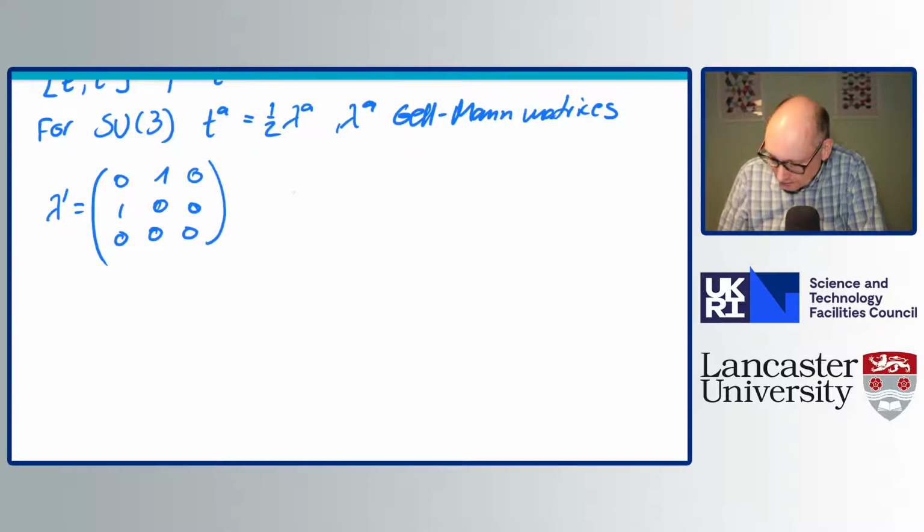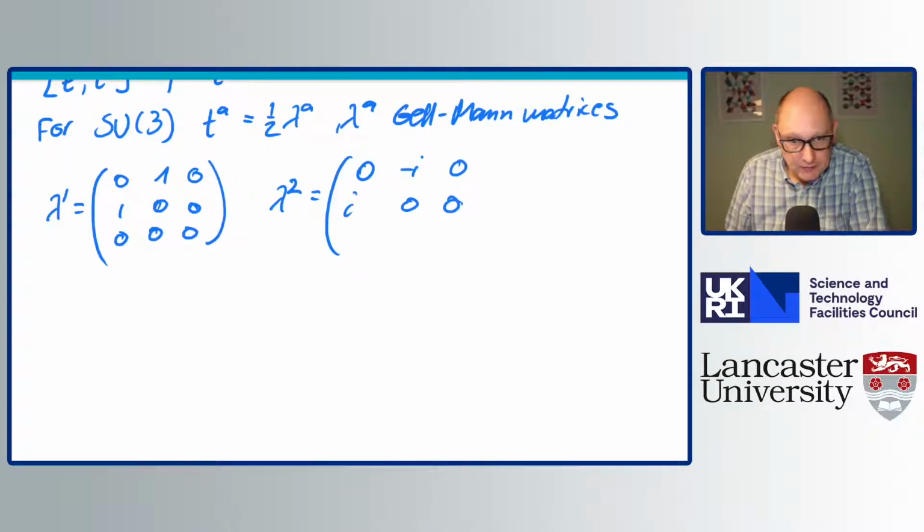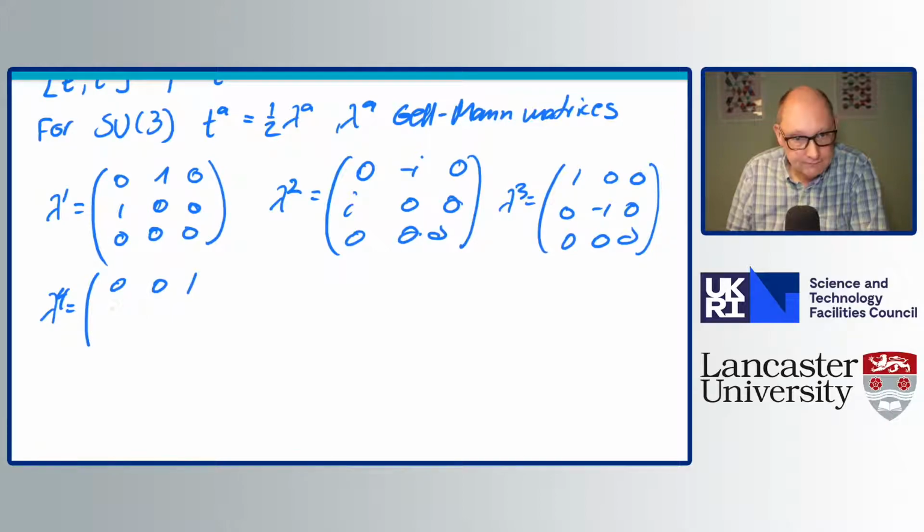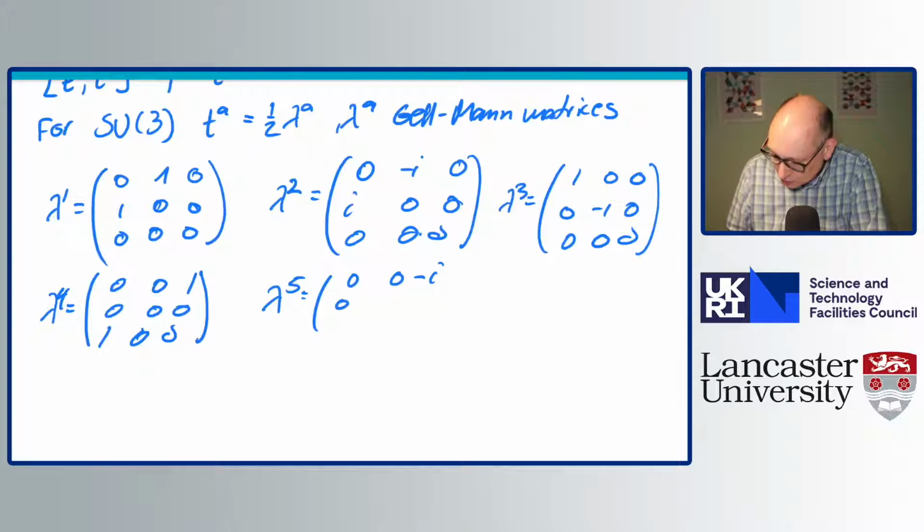So we can have another, lambda 2: 0, minus i, 0, i, 0, 0. And a lambda 3. Turns out that one needs, as I said, 8 such to parameterize all allowed changes of color.